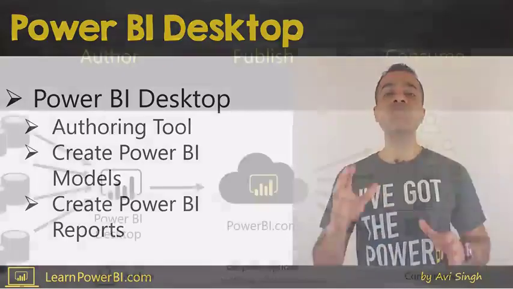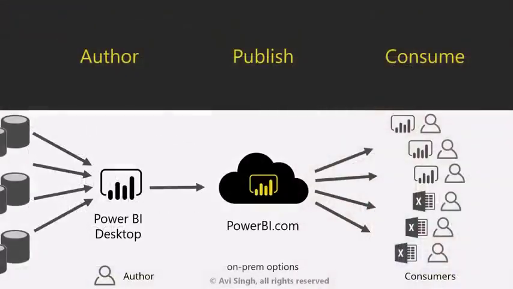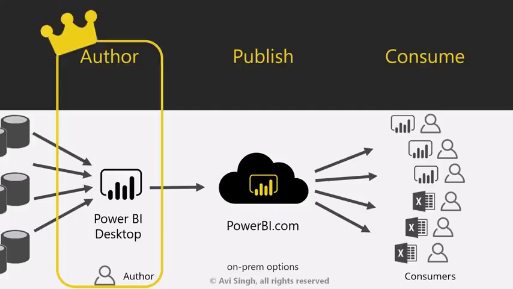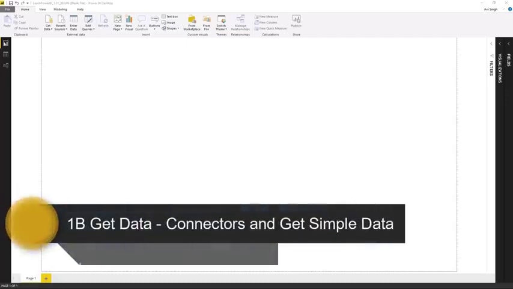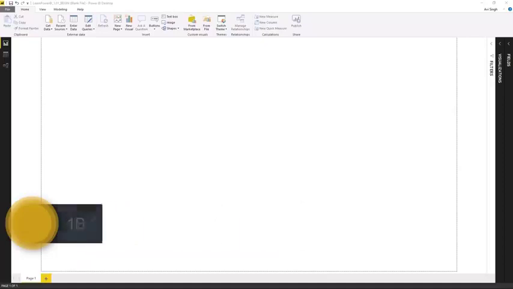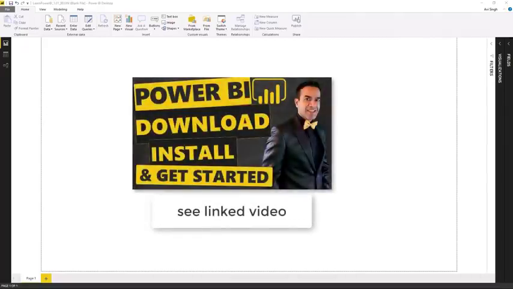There are three phases to developing a Power BI project. The most critical step is author, and you do that using Power BI Desktop. Let's take a look. First, make sure you have Power BI Desktop installed, and for that, you just Google Power BI Desktop download and go from there. If you need more help, then we're going to link to a video which gives you more detail and tells you about the different options.